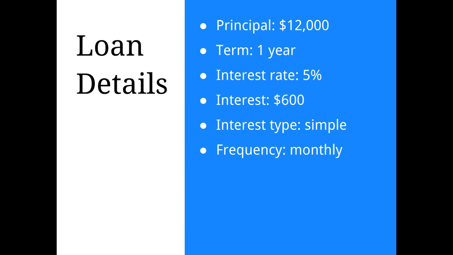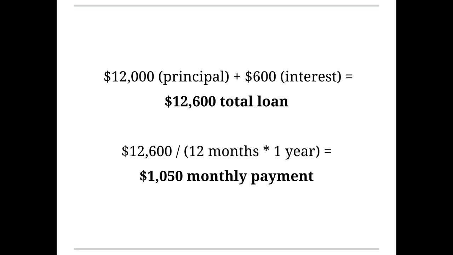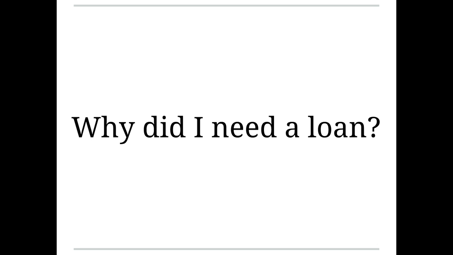So the end result of this transaction is that I took out a loan that totals to $12,600 with principal and interest, and that I bought my car today. Since I need to pay this off in a year and I'm making monthly payments, I'll make 12 monthly payments of $1,050 each. Now looking back, why did I need a loan?